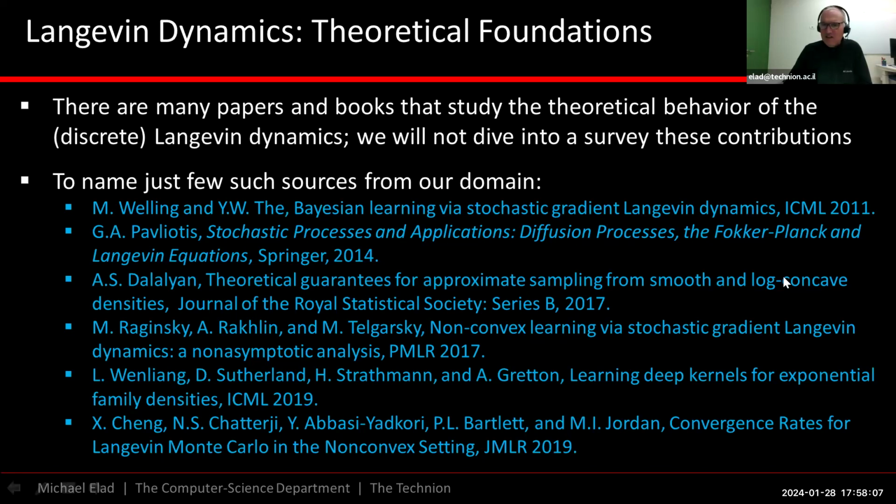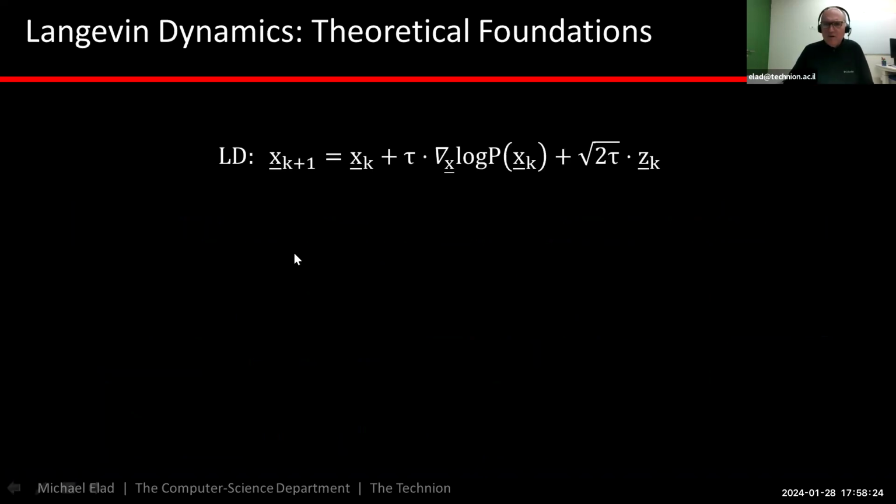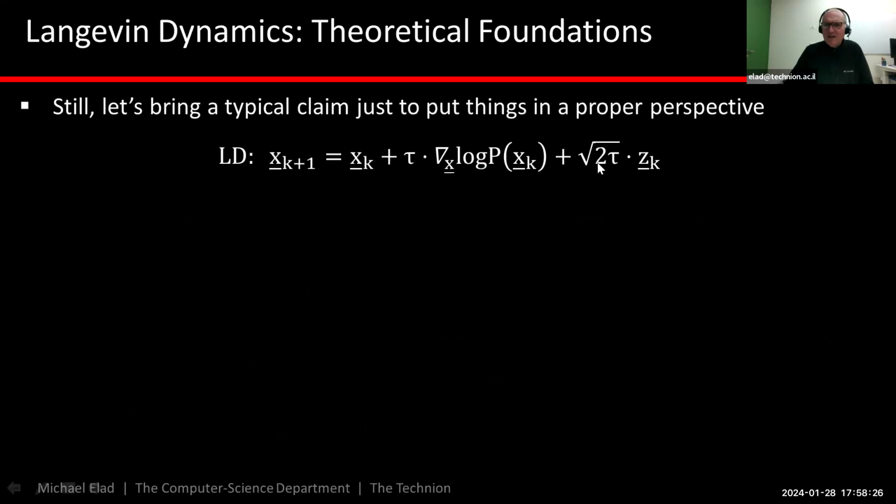And why am I showing you this? Because 2 years later, the paper by Jordan from Berkeley and his students, Convergence rates for Langevin Monte Carlo in the non-convex setting, generalized this. So let's look at the paper by Dalalyan, just to give you a taste of the kind of things people are claiming. Okay, so this is the Langevin dynamics, and here is the theorem.